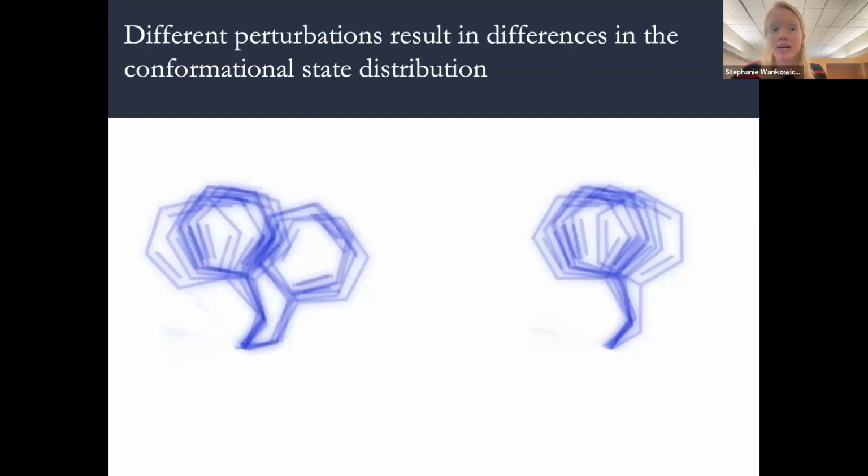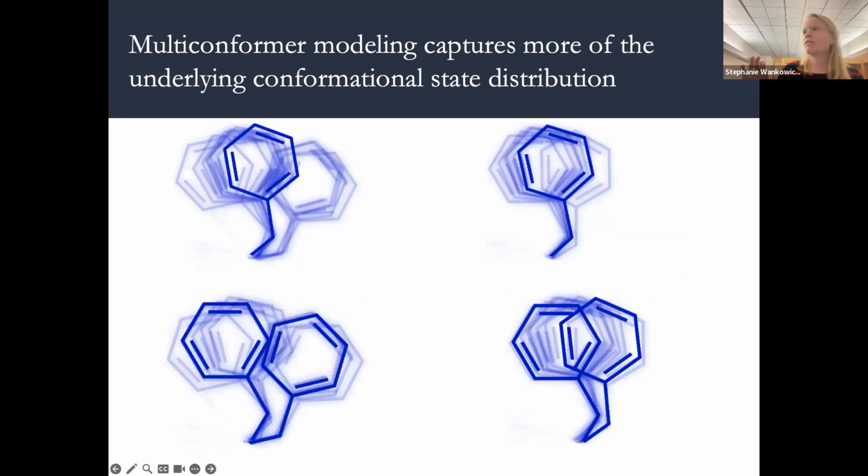And so if we now go back to our different perturbations resulting in differences in conformational state distribution. Again, looking at the different states of this one side chain that would underlie exactly what our experimental data looks like. If we compare modeling this as a single conformer state versus a multi-conformer state, we now can explain much more of this conformational state distribution. And if we look at this bottom, we maybe start to make some hypotheses, maybe start to extract some really critical information about exactly what these different conformations are doing and how this perturbation is changing the protein.